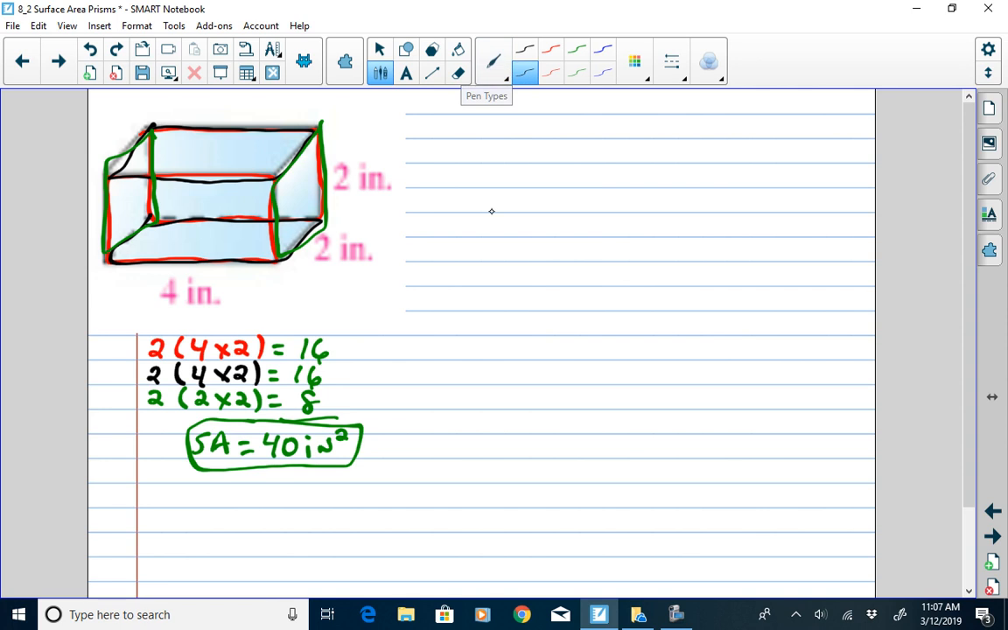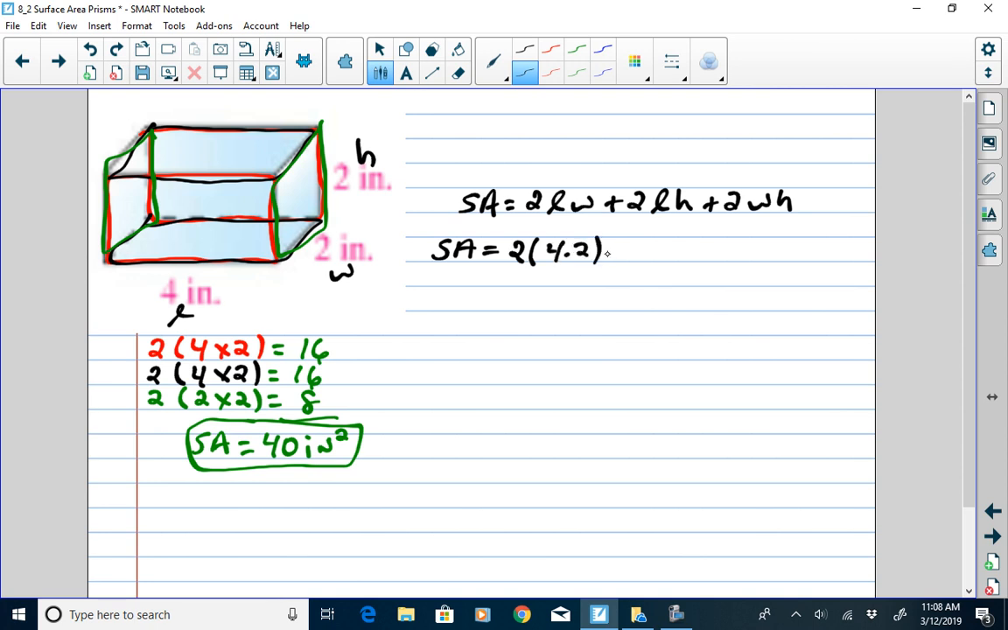If I'm using my formula, surface area is going to be equal to 2 times length times width plus 2 times length times height plus 2 times width times height. So I substitute. Here's L, W, and H. So that's going to be 2 times L times W is 4 times 2, plus 2 times L times H, that's 4 times 2 again, plus 2 times W times H, that's 2 times 2.